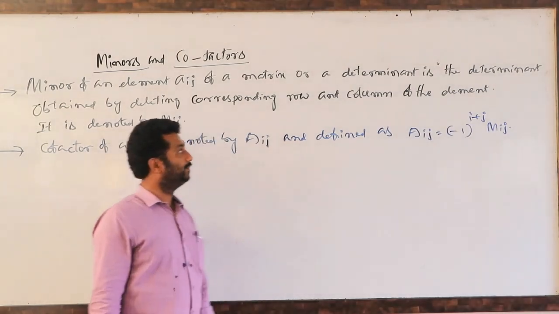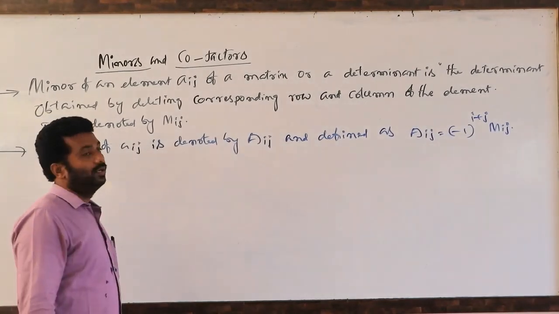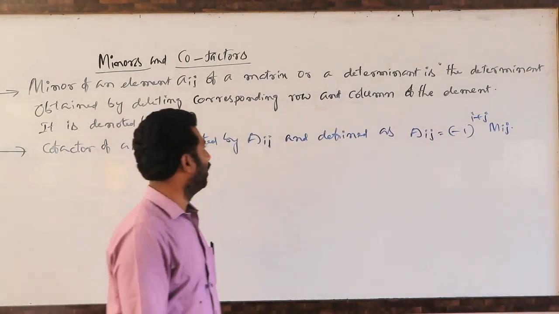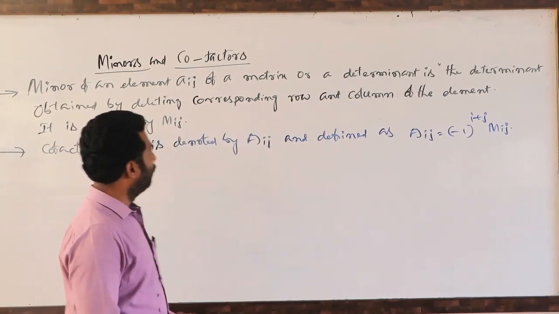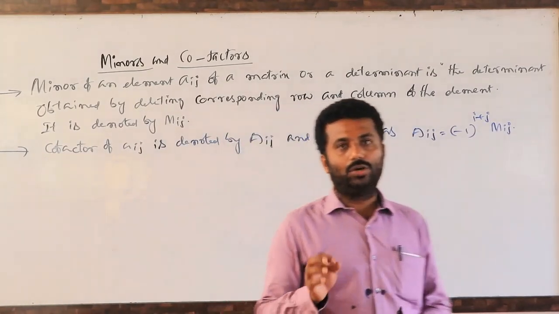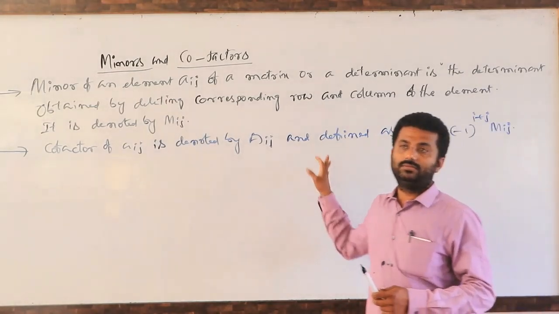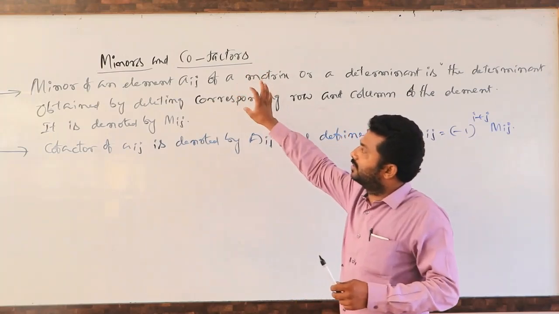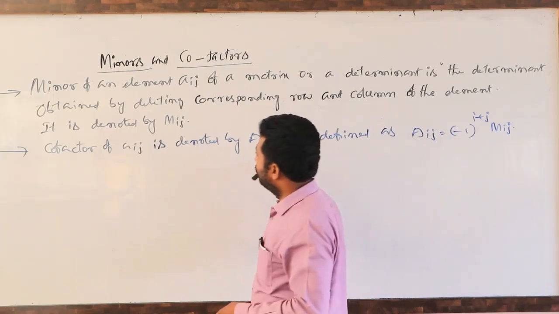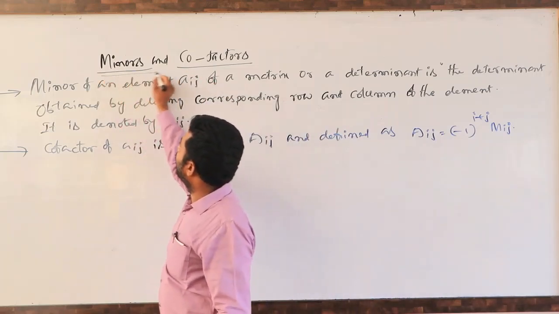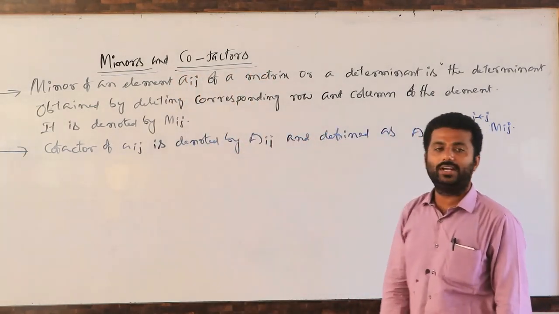Hello students, in this class we are going to discuss minors and cofactors of elements of a square matrix or a determinant. This is an important concept, so you have to understand it; it is the basic concept for the next chapter also. Most matrices depend on determinants, and on minors and cofactors. So you remember, for most determinants we have to take minors and cofactors.